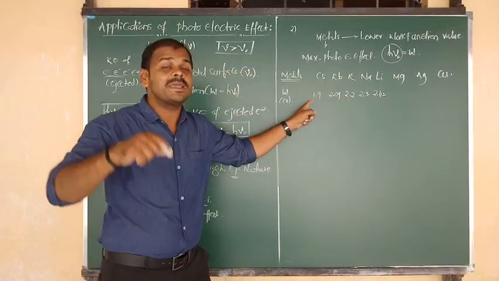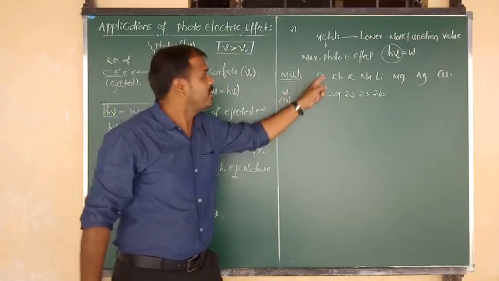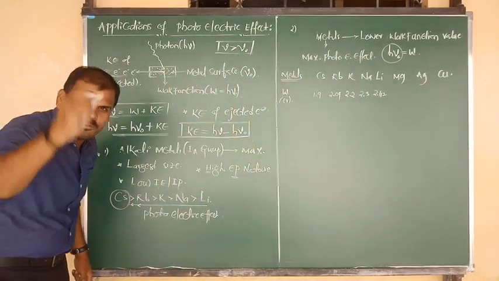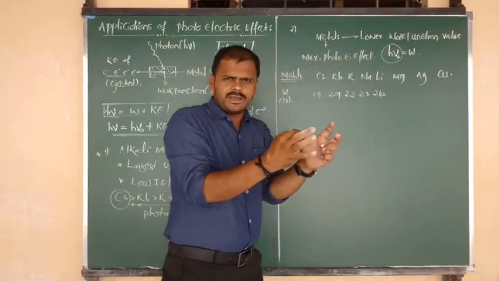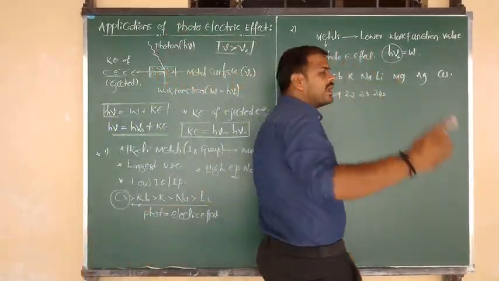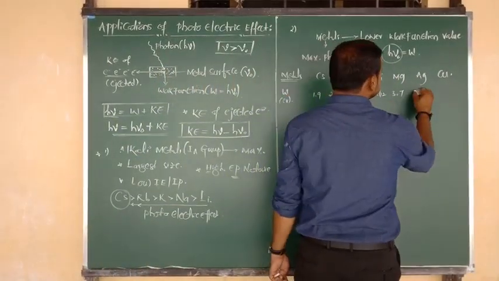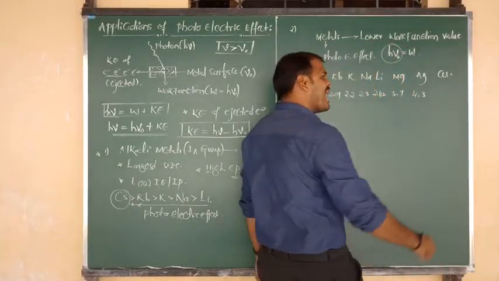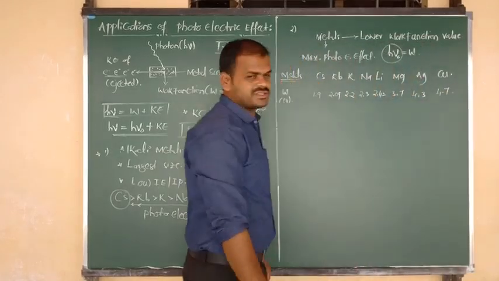So which may contain the very lowest work function? Cesium contains the lowest work function value. Lower work function means it will show the maximum photoelectric effect. I hope you understand now. Good. After that, magnesium. From magnesium metal in the photoelectric effect, for the removal of an electron we require 3.7 electron volt of work function. For silver, the work function value is 4.3 electron volt, and for copper, the value of work function is 4.7 electron volt.